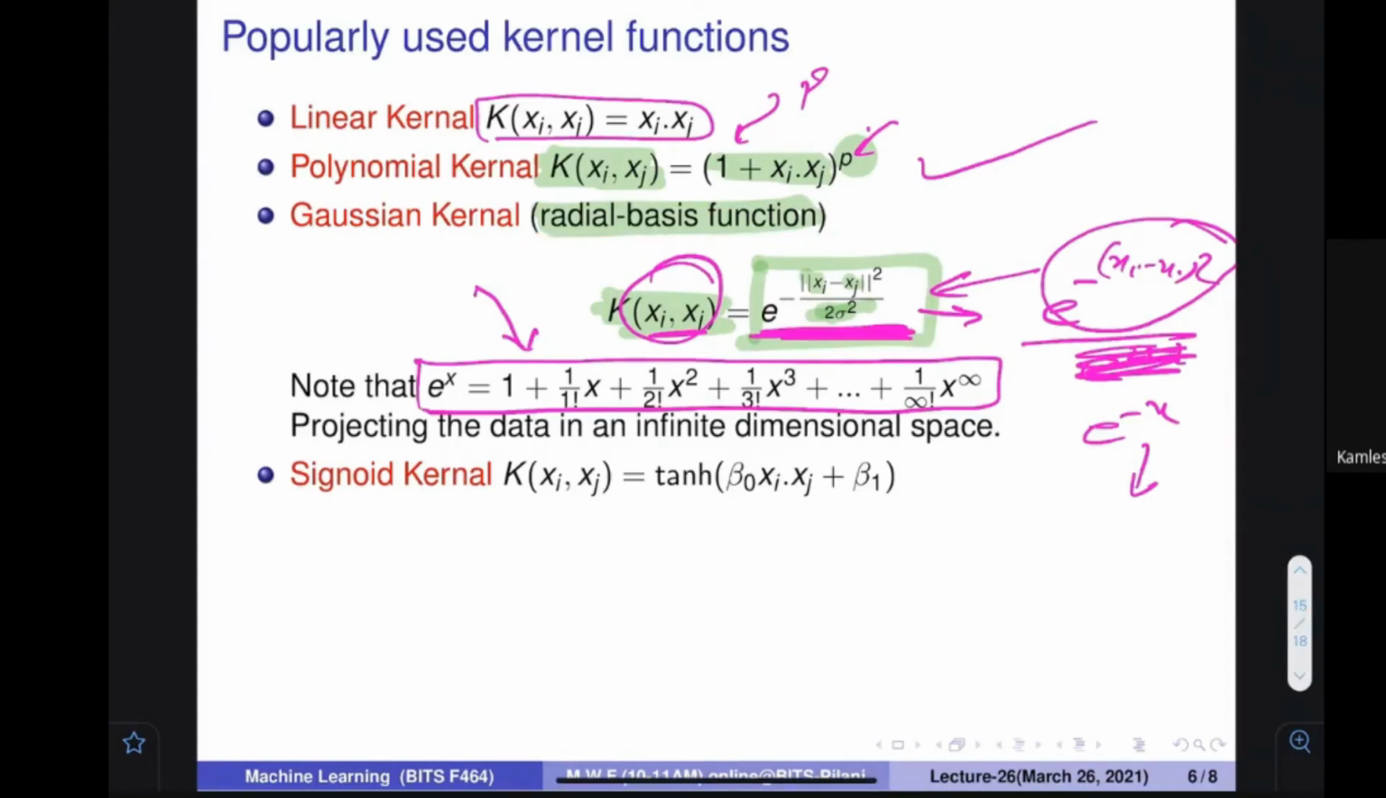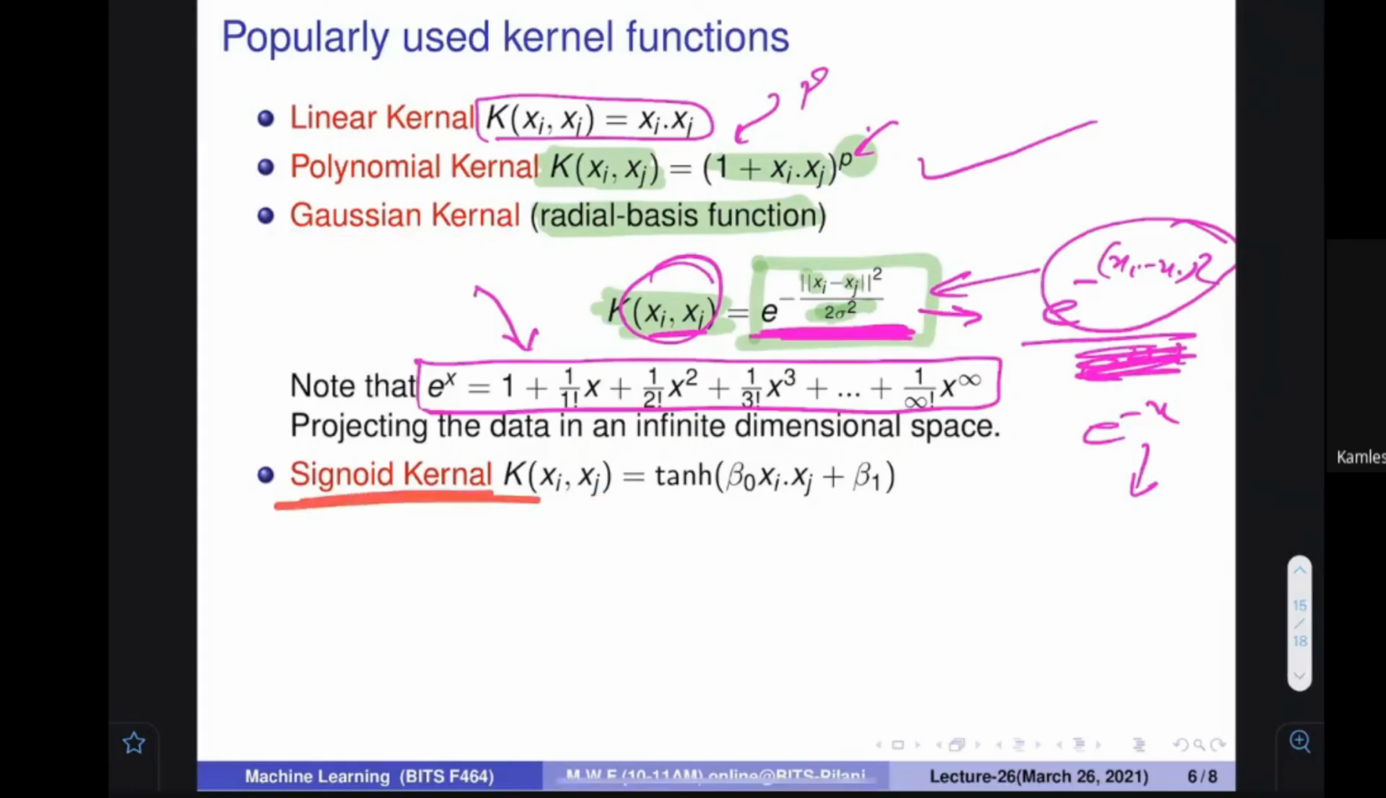They project your data into the infinite dimensional space, and you know that in the infinite dimensional space, everything would be linearly separable. So you can find better SVMs in that particular space. So it is essentially projecting the data into infinite dimensional space. Similarly, there is the sigmoid kernel, whereas this one is the Gaussian kernel. This is also called the Gaussian kernel.